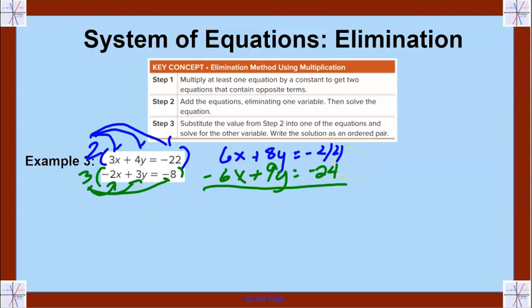So really I'm just going to be adding straight down. So the x's eliminate. 8y plus 9y is 17y, equaling negative 44 plus a negative 24 gives us a negative 68. And then if I take negative 68 divided by 17, I have an answer of y equaling a negative 4.